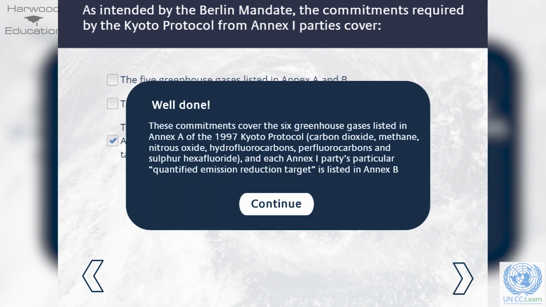Well done. These commitments cover the 6 greenhouse gases listed in Annex A of the 1997 Kyoto Protocol: carbon dioxide, methane, nitrous oxide, hydrofluorocarbons, perfluorocarbons, and sulfur hexafluoride, and each Annex 1 party's particular quantified emission reduction target is listed in Annex B.